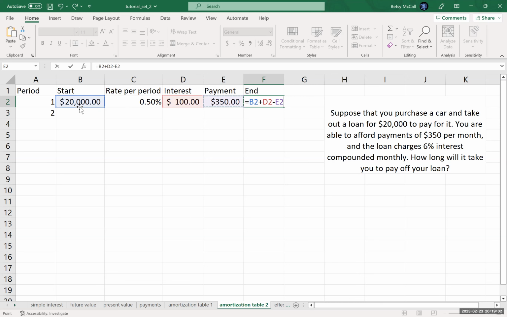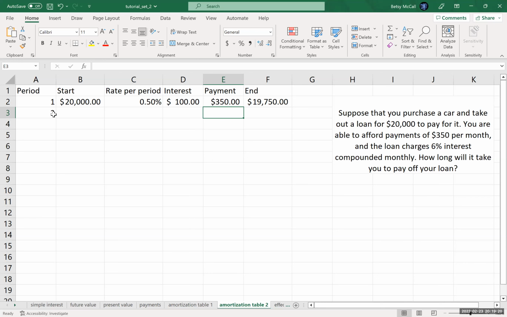Obviously, your balance is not going to decrease if you don't make a payment that's at least as big as the interest. For those of us that have student loans, we know what this is like when you don't make payments that are big enough to cover the interest. The balance just keeps going up. And so in the end, I have reduced the amount that I owe by $250 in this case.